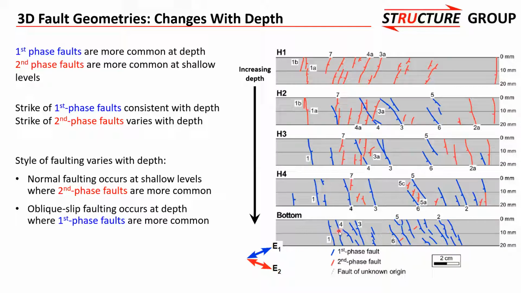So the normal faults that occur at the shallow levels, where second phase faults are common, probably are purely dip slip. Whereas at depth and near the bottom, we likely have oblique slip faulting occurring where the first phase faults are more common, since we previously observed that those are more likely to reactivate with both normal and strike slip components.